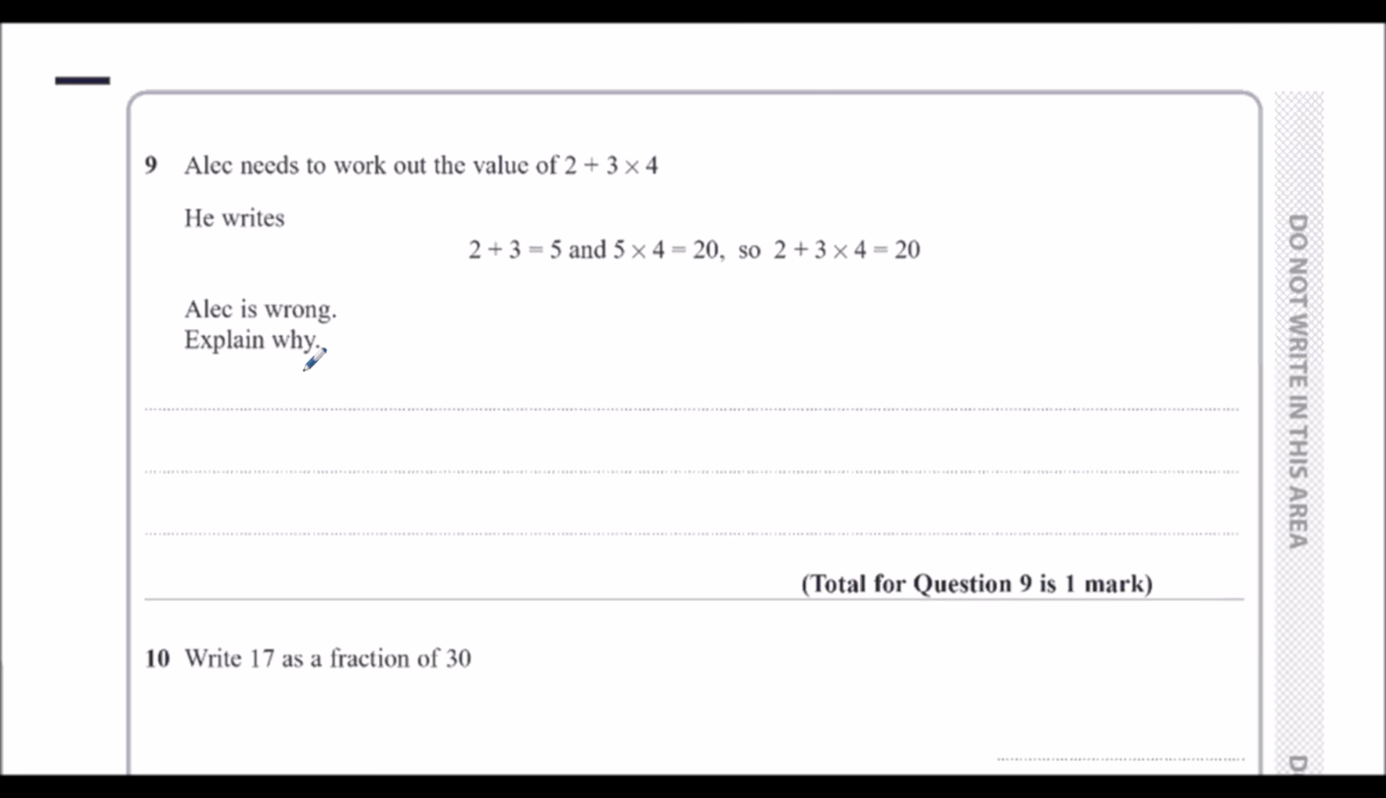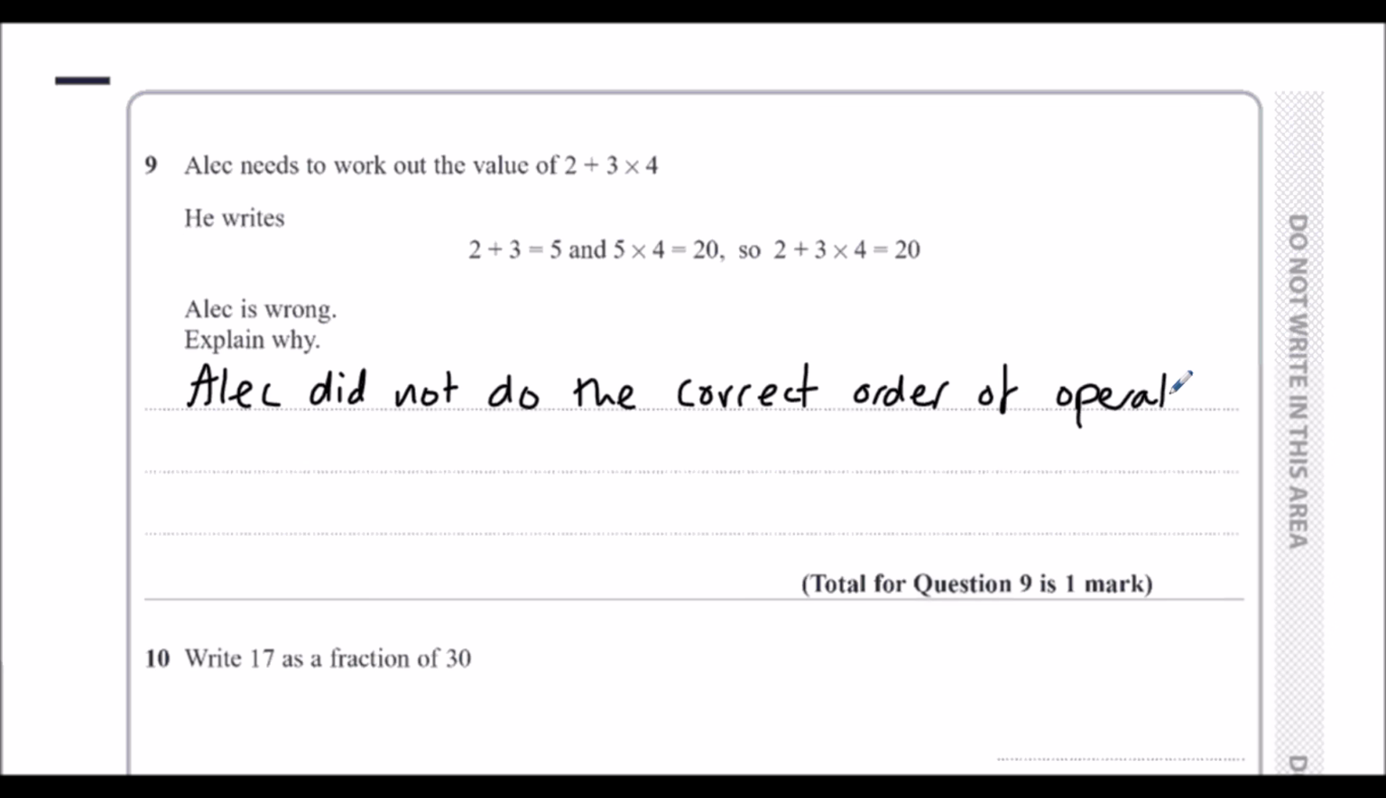So Alec did not follow the correct order of operations. We should say it's 3 times 4 first, so the multiplication first. So 2 plus 12 is 14. So anything to say that he should multiply first before he adds would be good for that mark.